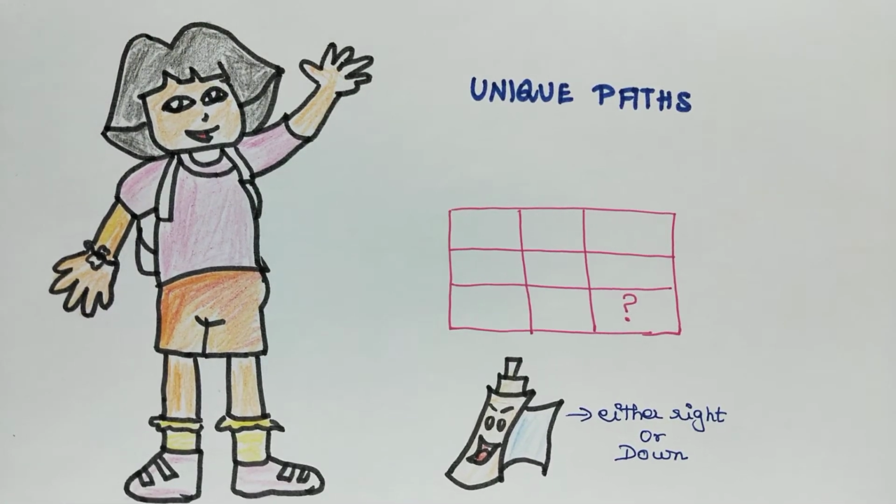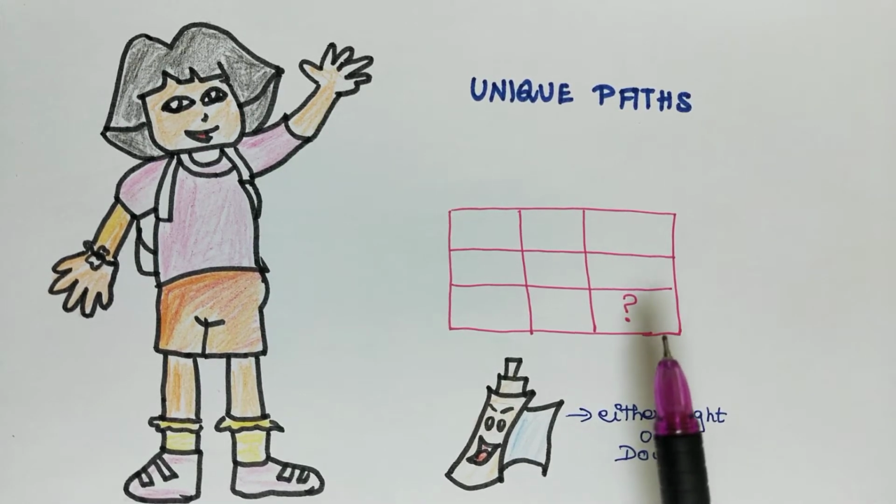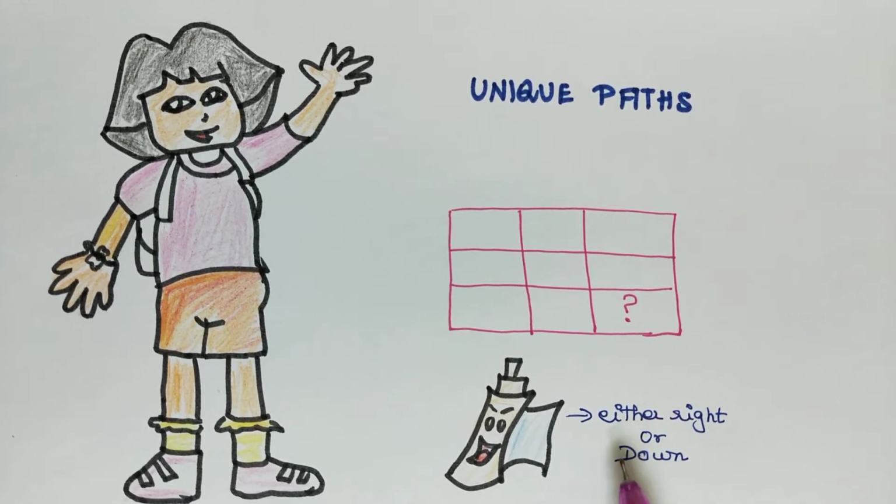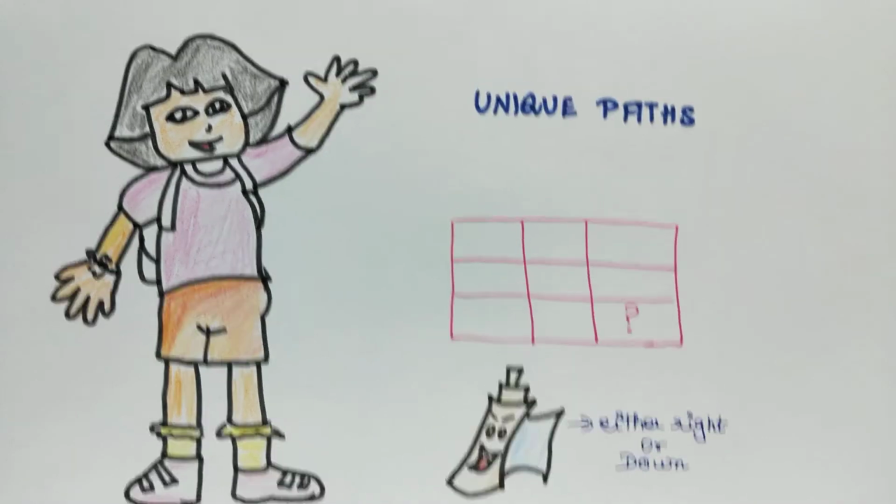Hello everyone. Today we are going to see the unique paths dynamic programming problem, and we are going to help Dora find the number of ways in which she can reach the bottom of the grid. From her map she finds that she can either travel right or travel down in the grid. There is no other way in which she can travel. So before solving the huge problem, we will see how we can solve the smaller problems.